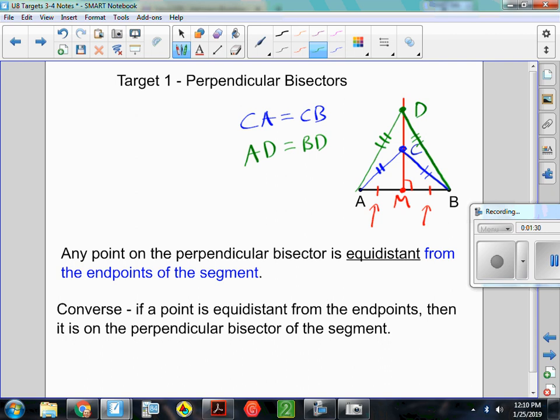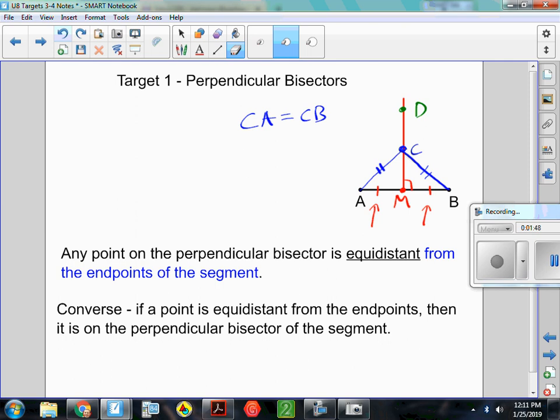So what I'm going to do right now is kind of erase the green lines I just drew so we can focus on why that works. Again, why does a point on the perpendicular bisector, why does it have to be the same distance from both endpoints? Okay, so if we look at the triangles that are there right now, you have one big triangle ACB.